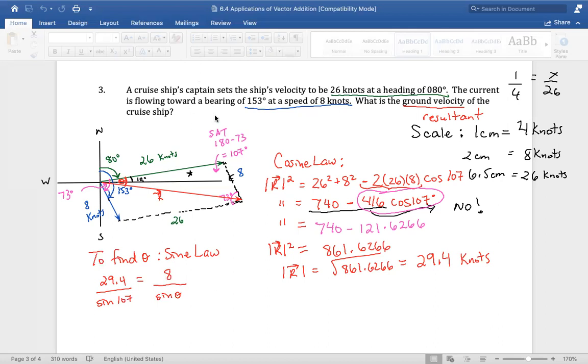And then it's just a matter of cross multiplying, right? So always put the number in front of the sine of the angle. So 29.4 sine of theta is now multiplied together. The 8, the number itself, goes out in front, multiplied by sine of 107. And if I wanted to get sine of theta by itself, I would divide by 29.4 on both sides. So then sine of theta would equal whatever this is as a decimal.